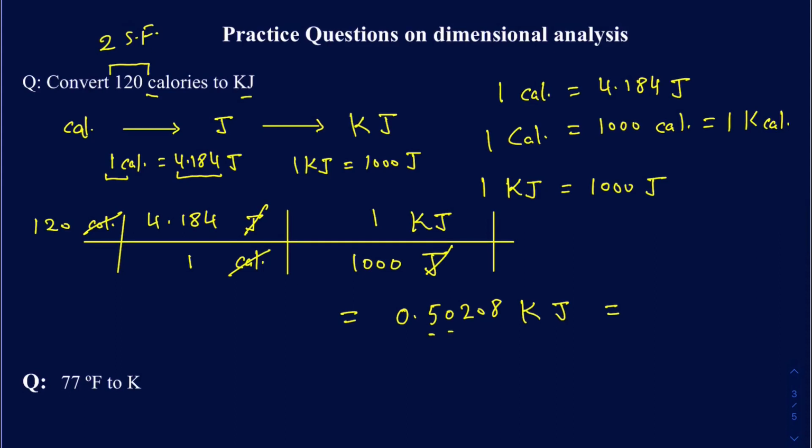Whether the 0 stays 0 or becomes 1 depends on the very next number that you're dropping, which is 2. Since this is less than 5, you leave the 0 as 0. So your final answer is going to be 0.50 kilojoules here. Okay, so that's how you do the conversion of calories to kilojoules.